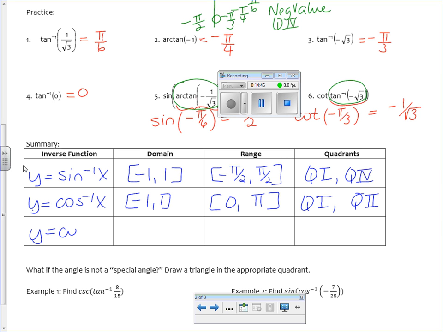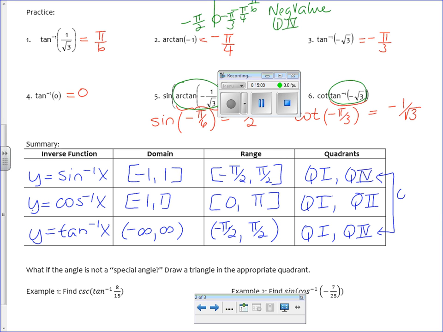y is equal to the inverse tangent of x. Unrestricted domain, highly restricted range: negative pi over 2 to pi over 2, not including the endpoints. Quadrant 1 for positive values, quadrant 4 for negative values. These are the same because they're both odd functions.